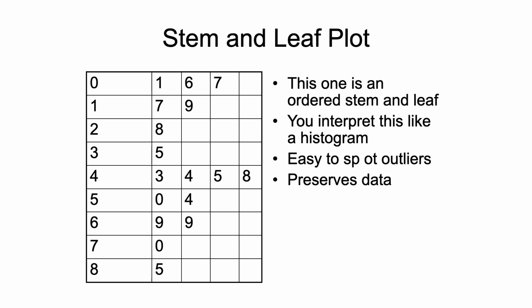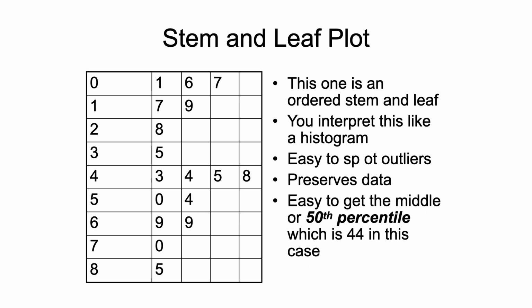It preserves all the data. All the data are still there. All those goal totals are still there. It's easy to get the middle, or the 50th percentile. The 50th percentile means you're at the place where 50% of the people are below and above you. Like the 60th percentile is we're at 60, we're at 70, etc. Halfway is going to be 50.